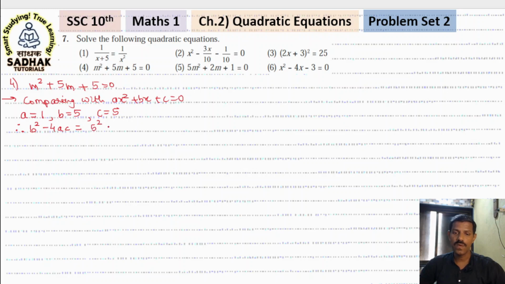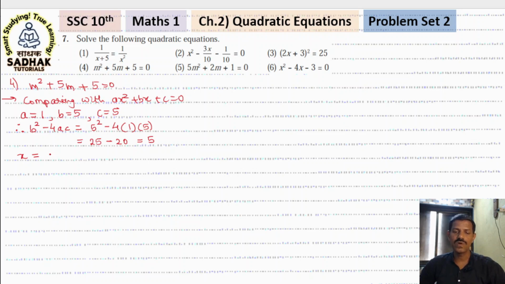So that will be 5 square minus 4 multiplied by 1 multiplied by 5. So that will be 5 5 are 25 minus 4 1 are 4, 4 5 are 20. Okay, so that will give us 5. So what is the value of the discriminant that we got? 5. Now we can use the quadratic formula.